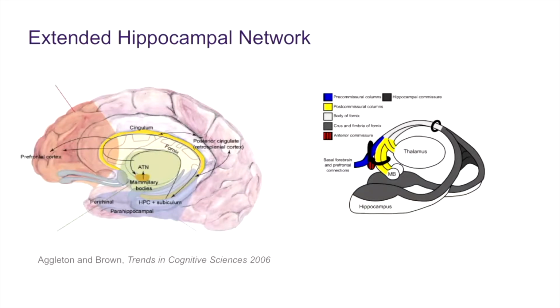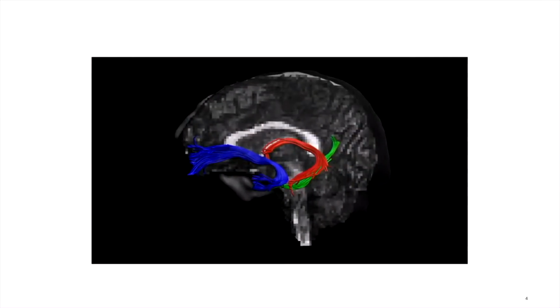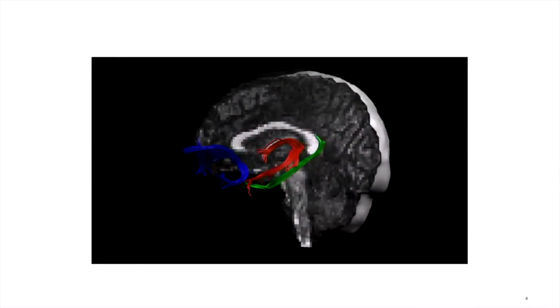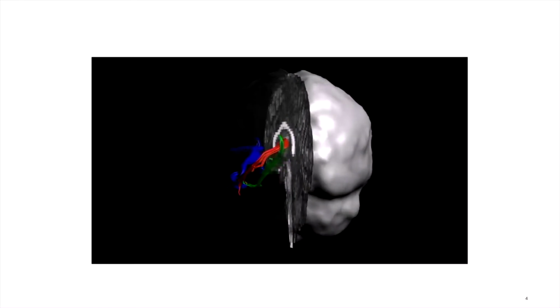And this is just the fornix in a little bit more detail here on the right. This is a structure that connects the hippocampal formation, has direct connections with the anterior thalamic nucleus, connects to the mammillary bodies, and also connects to the basal forebrain and the frontal lobe. A number of years ago now, we attempted to reconstruct some of those pathways using diffusion imaging. And that's really the background of the data that I'm going to show.